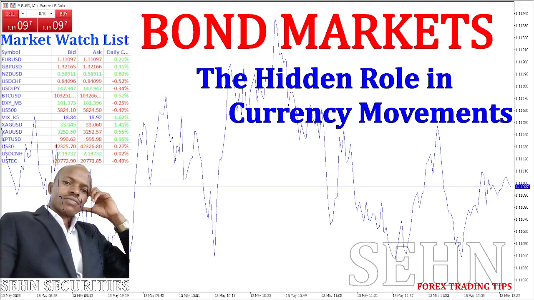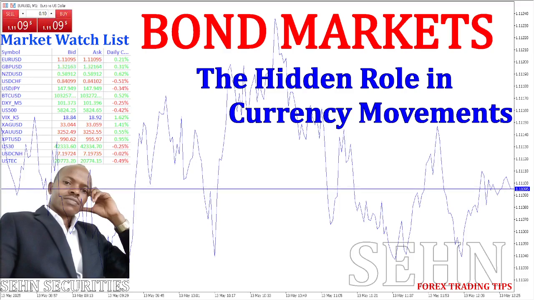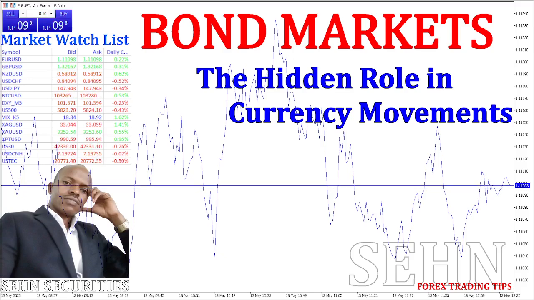A bond is essentially a loan from an investor to a borrower, typically governments or corporations. In exchange, the borrower agrees to pay back the loan over time, along with periodic interest payments called coupons. The value of a bond can rise or fall depending on market interest rates, creditworthiness, and economic expectations.